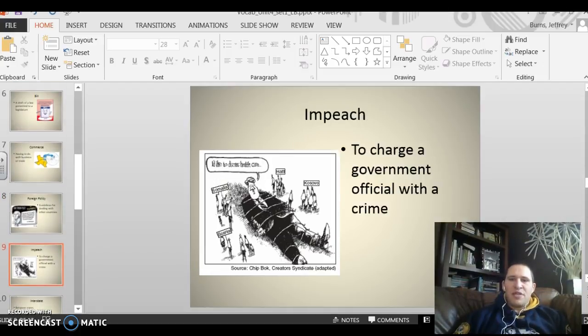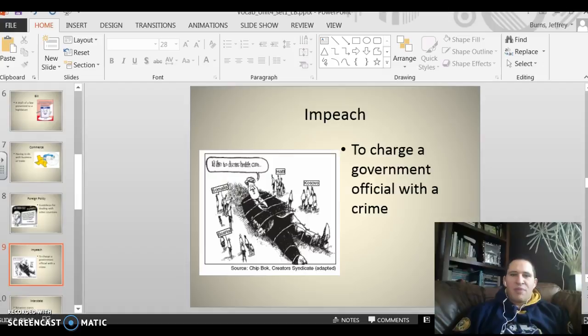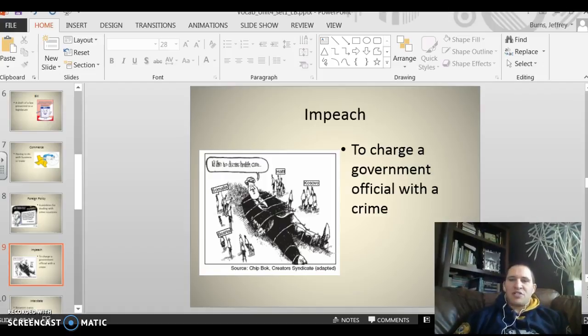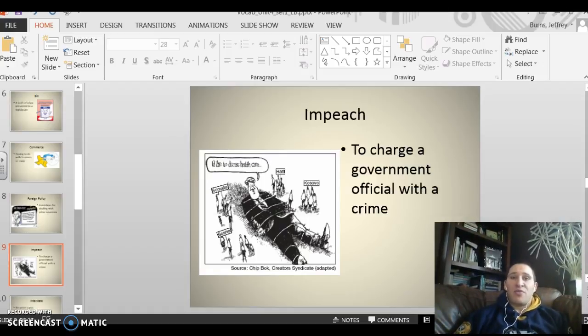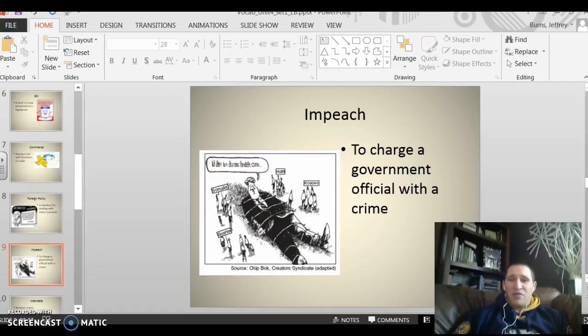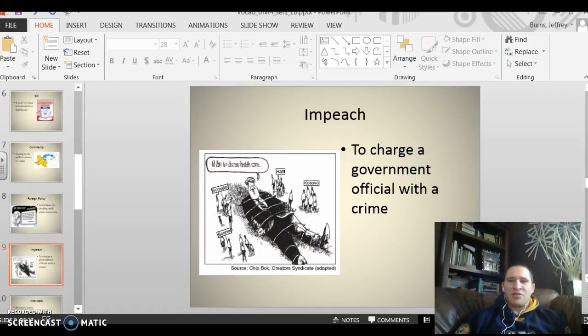All right, to impeach, only 2 presidents, almost 3. Richard Nixon resigned before he was impeached, but there were 2 presidents impeached. To be impeached does not mean to be removed from office. No, it does not. It means to be charged with a crime, especially if you're a government official. So Bill Clinton was impeached. Andrew Johnson was impeached. Neither of them was removed from office. Andrew Johnson by 1 vote. Bill Clinton, it wasn't even that close. Nixon probably would have been removed with what he did. We'll talk about that later this unit.